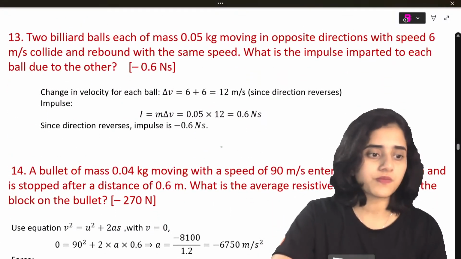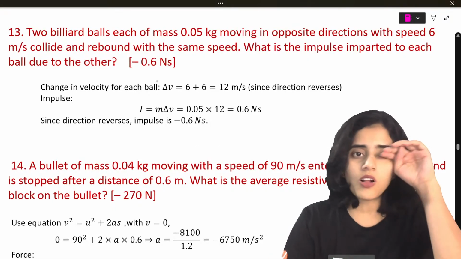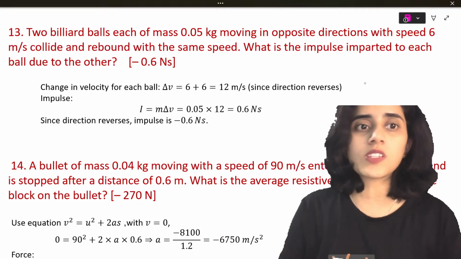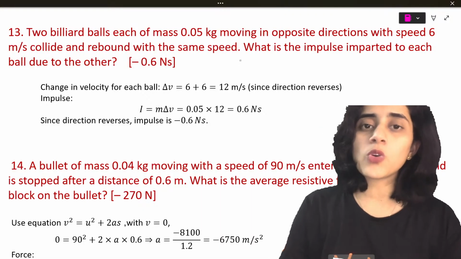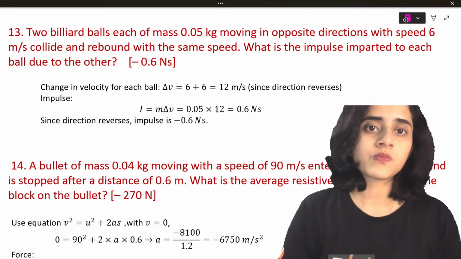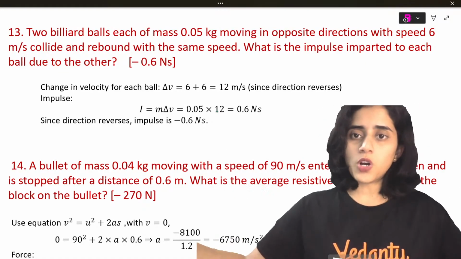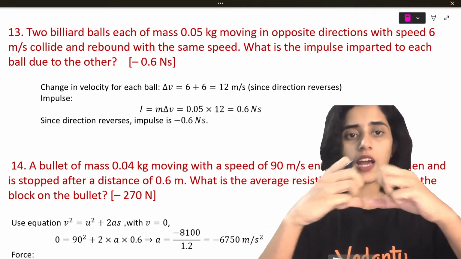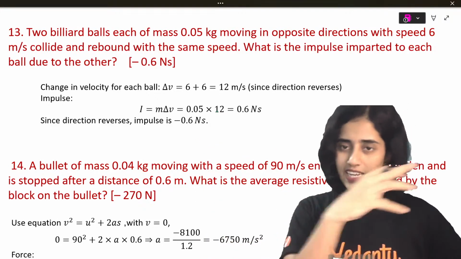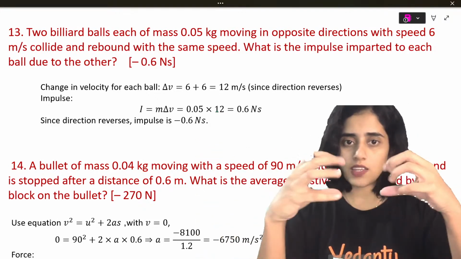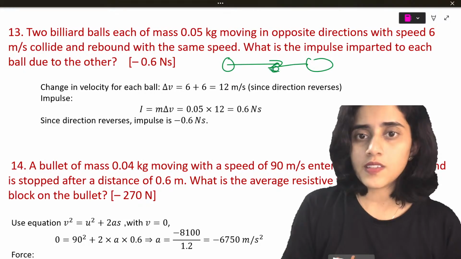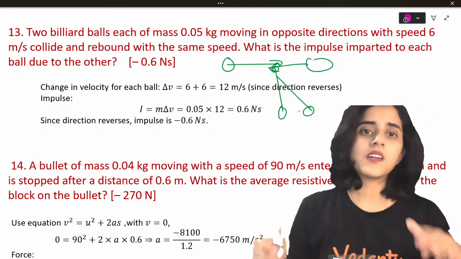Okay, next question. Two billiard balls, each of mass 0.05 kilograms, move in opposite directions with speed 6 meters per second and rebound with the same speed. What is the impulse imparted to each ball due to the other? Okay, so there are 2 balls, they're moving in opposite directions and they collide and they rebound with the same speed. They come, they hit and they move with the same speed.